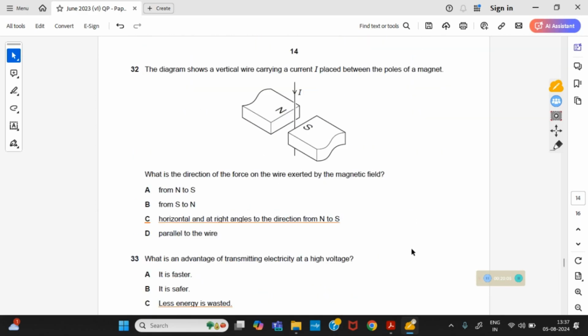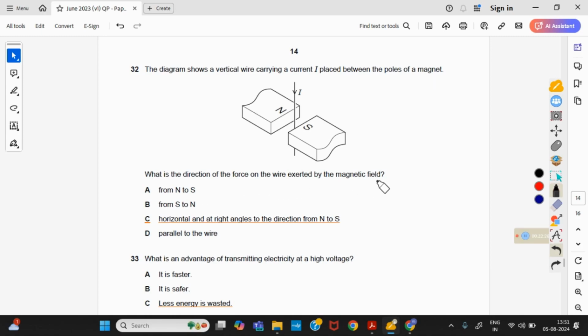Question number 32 says, the diagram shows a vertical wire carrying a current I placed between the poles of a magnet. What is the direction of the force on the wire exerted by the magnetic field? So, apply Fleming's left hand rule and check the direction of force. The option C is right. This is the direction of I. The direction of B will be from north to south, and in this form you can say the force F will come in horizontal plane which will be perpendicular to I and B both. So check using Fleming's left hand rule.